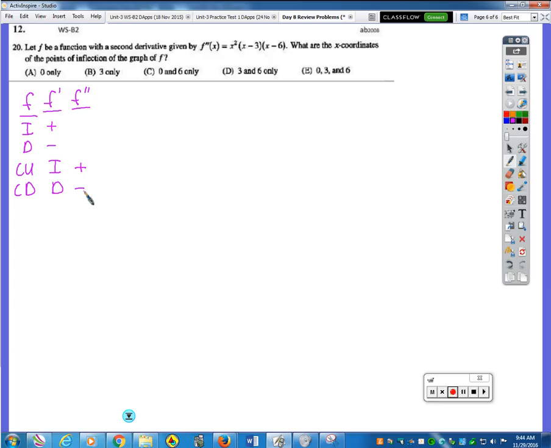So they gave me F double prime, so I can go ahead and just make a sign chart of F double prime. They also gave me F double prime factored. So that was very helpful. Let's see, this is equal to 0 when x is 0, 3 and 6, so I need to spread these out a little bit.